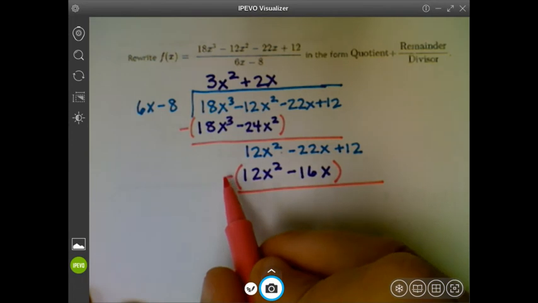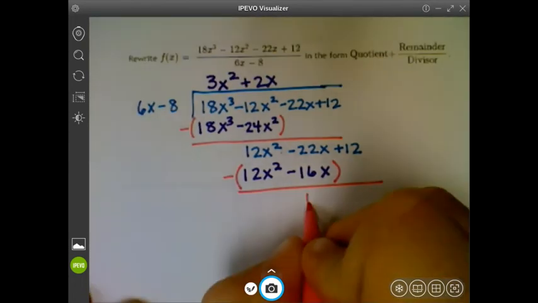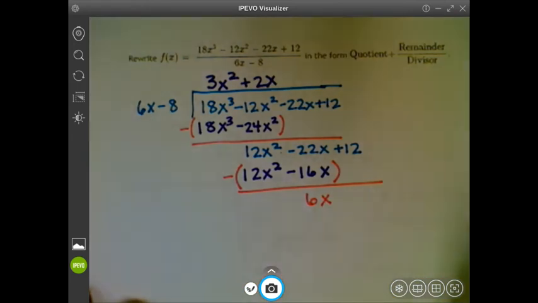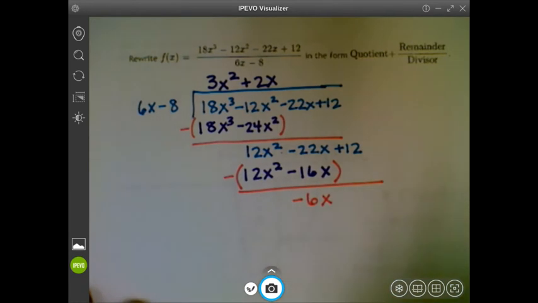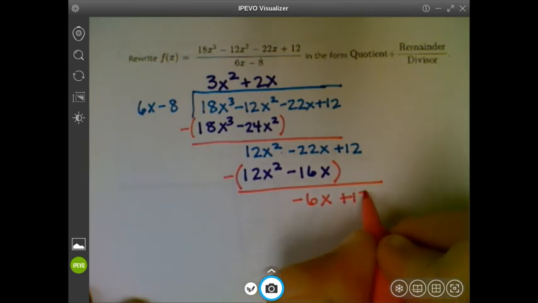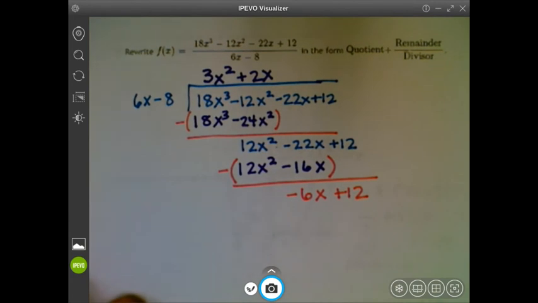Negative 22 minus negative 16. So that would be a plus 6x. Well, that's a plus 16, so it's still a negative, right? Negative 22 plus 16, negative 6. And then plus 12. All right, repeat the process again.